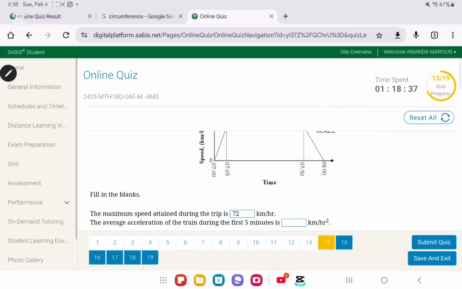Now the average acceleration of the train during the first 5 minutes. So what we're gonna do is take the speed, which was 72. Here it was 72 in the first 5 minutes. But we're gonna take the 5 minutes and change it to hours, because they need it in kilometers per hour squared. So you're gonna do 72 over 5 divided by 60. On your calculator, it will give you an answer of 864.